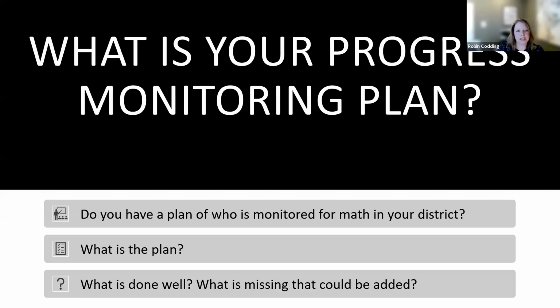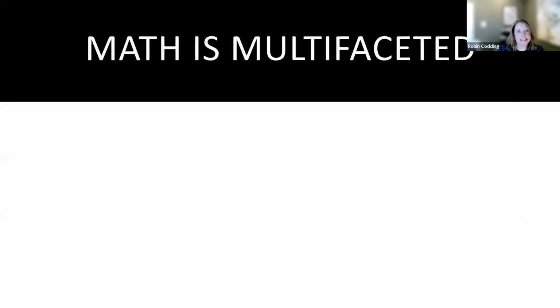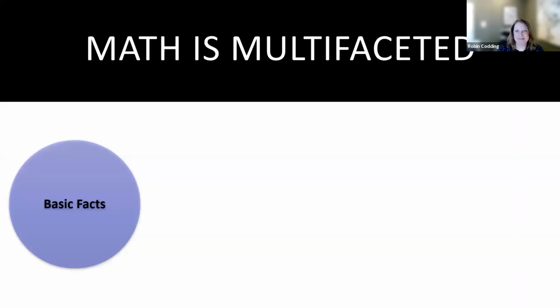So I encourage you to think about, do you have a plan of who is monitored for math in your district? What is that plan? What do you think is done well, and what is missing that could be added? So again, we have to think about the fact that math is multifaceted, and there are implications of multifaceted math in how we think about progress monitoring.